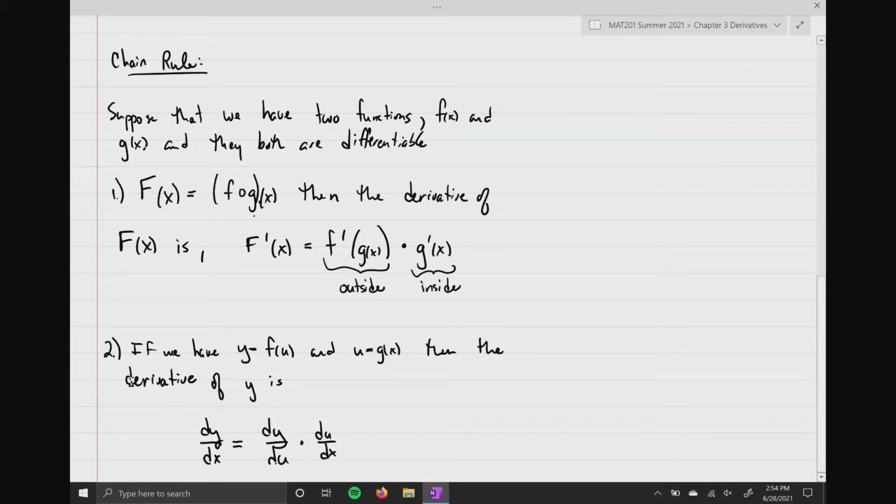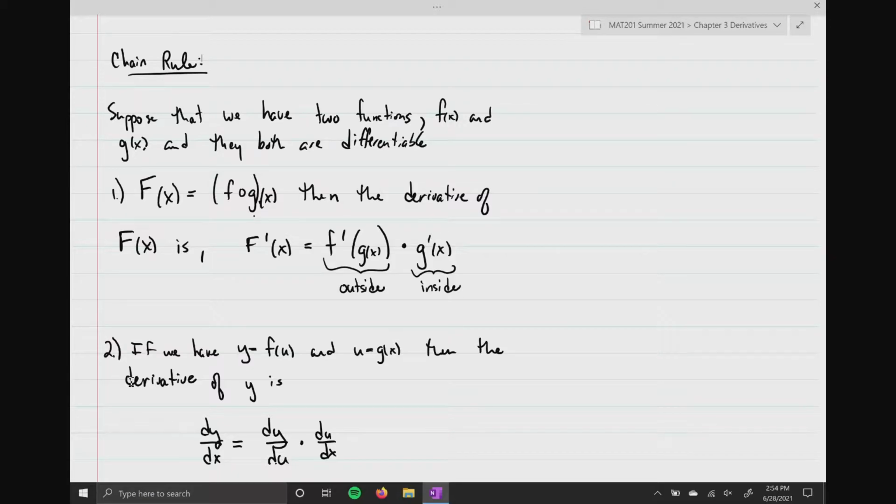So suppose that we have two functions. We're going to call them f of x and g of x. And they are both differentiable, meaning I could take the derivative of both. So even though it says 1 and 2, they are the same rule. It's just using different notation. So the first notation is going to be the prime notation. The second one is going to be the dy dx notation.